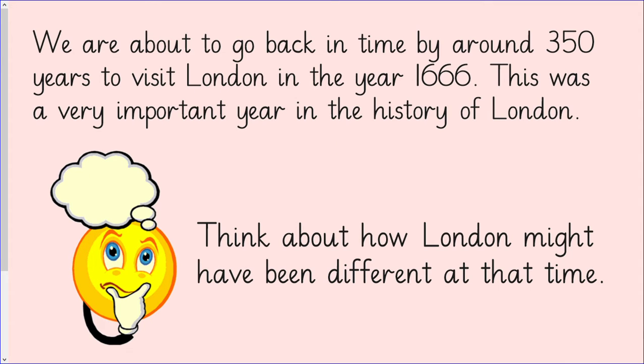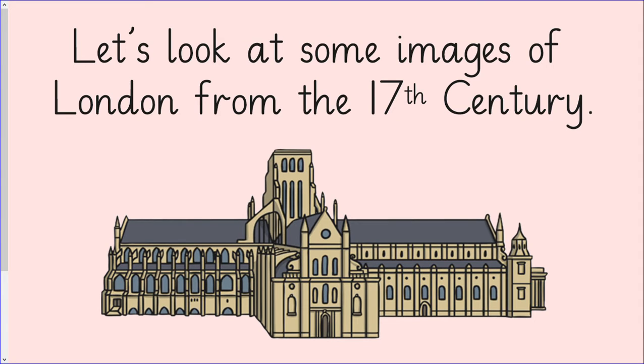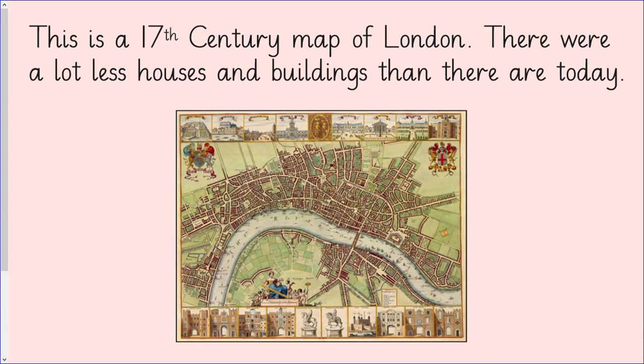We are about to go back in time by around 350 years to visit London in the year 1666. This was a very important year in the history of London. Pause the video and think about how London might have been different at that time. Let's look at some images of London from the 17th century. This is a 17th century map of London. There were a lot less houses and buildings than there are today.